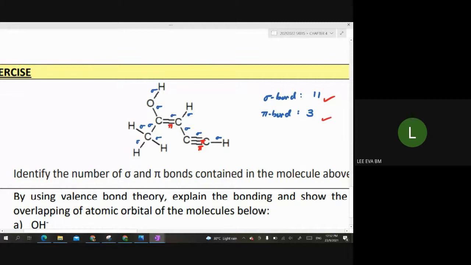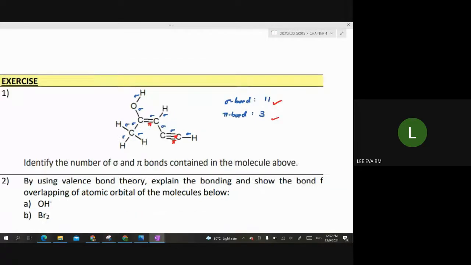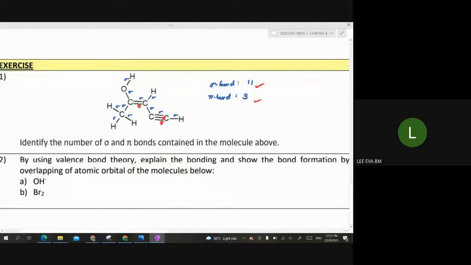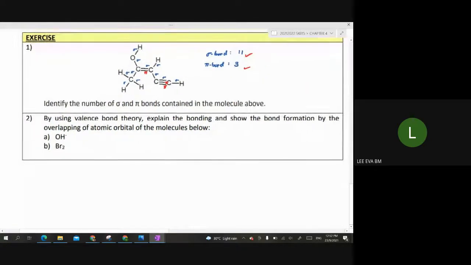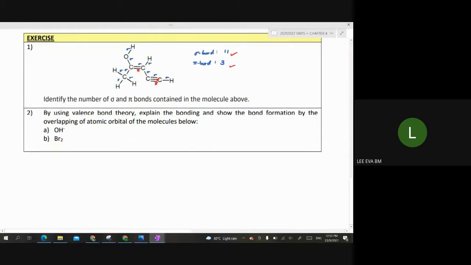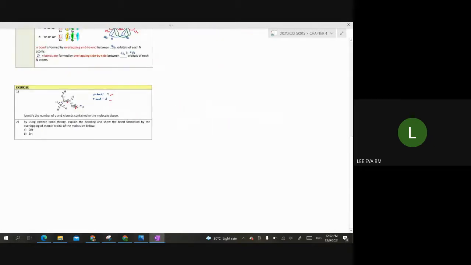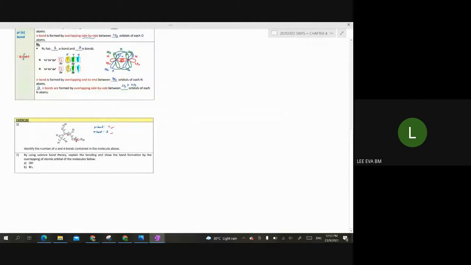Now, of course lah, untuk dia punya overlapping, madam tak suruh untuk awak buat structure macam ni. Dia simple sikit lah untuk buat overlapping. Okay. Lepas tu, untuk exercise yang kedua, by using valence bond theory, explain the bonding, show the bond formations by the overlapping, exactly like what we did above. Okay, so you need to show your OH minus and also Br2. Okay, so that means you need to give me Lewis structure.